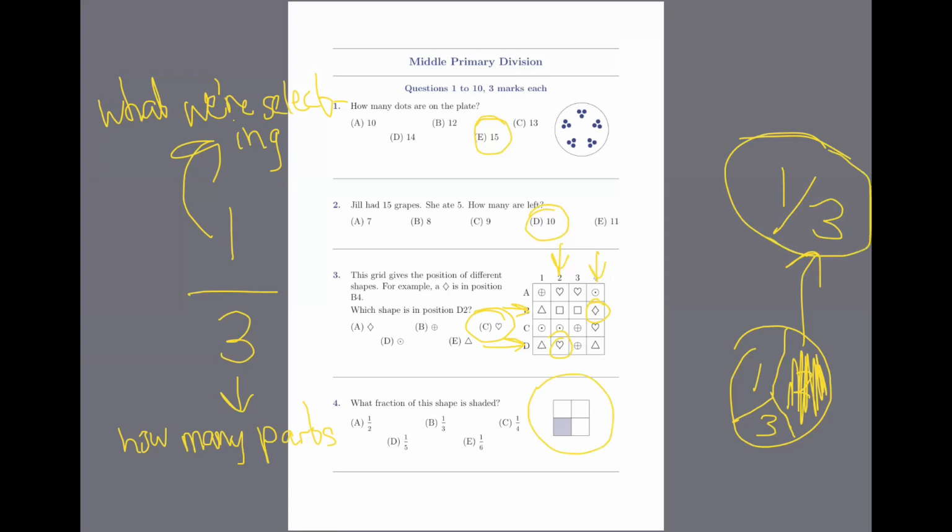Let's look at this shape. What fraction of this shape is shaded? One part of the shape is shaded, but how many parts are there? There are 1, 2, 3, 4 parts. So the fraction is 1/4, which is C.